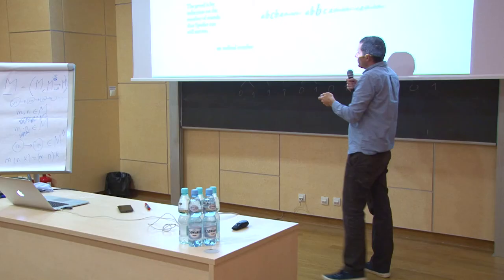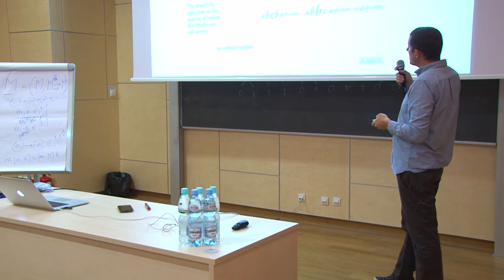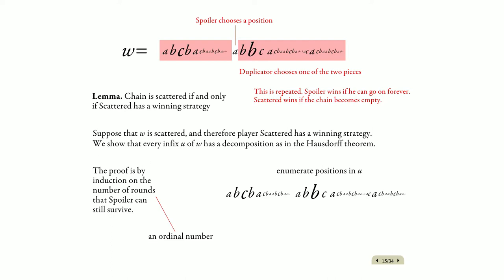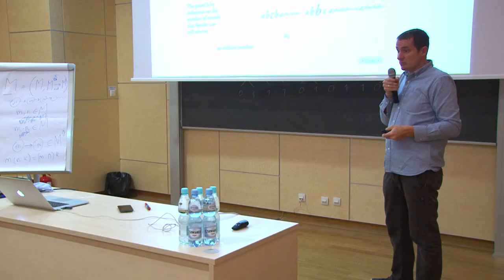So what do we know? We know that no matter what, we want to have this Hausdorff decomposition. So let's produce it. It's a countable chain, so let's enumerate the positions. Here's the first position. It doesn't matter what enumeration you take.